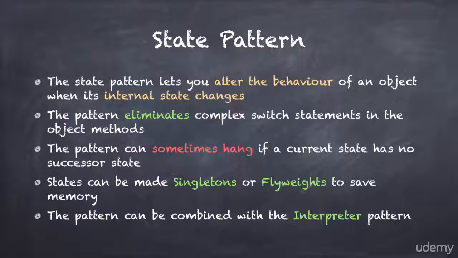The state pattern lets you alter the behavior of an object when its internal state changes. This eliminates complex switch statements in the object methods, but the pattern can sometimes hang if a current state has no successor state. For very complex state diagrams with lots of individual states, you can save memory by making states singletons or flyweights.